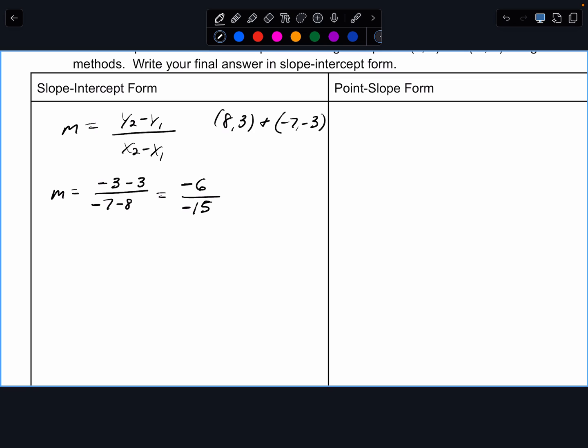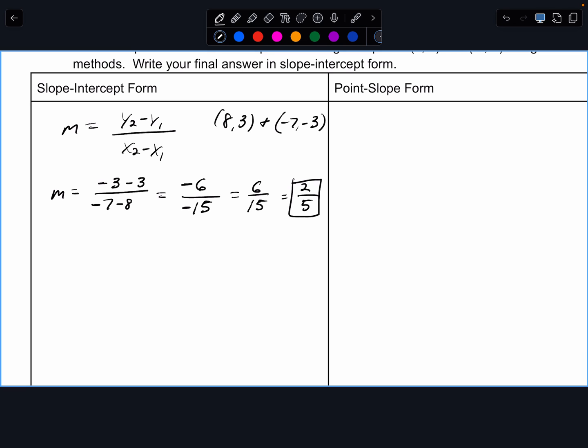A negative over a negative tells me what about our slope? It's going to be positive. Can we reduce 6/15? JC, is it 2 over 5? Let's see, do we agree? How did you get the 2? 6 divided by 3 is 2, and what's 15 divided by 3? 5. Nice, so we're saying 2/5. Good job. All right, so if you can simplify, if you can reduce, you should. So here is our slope.